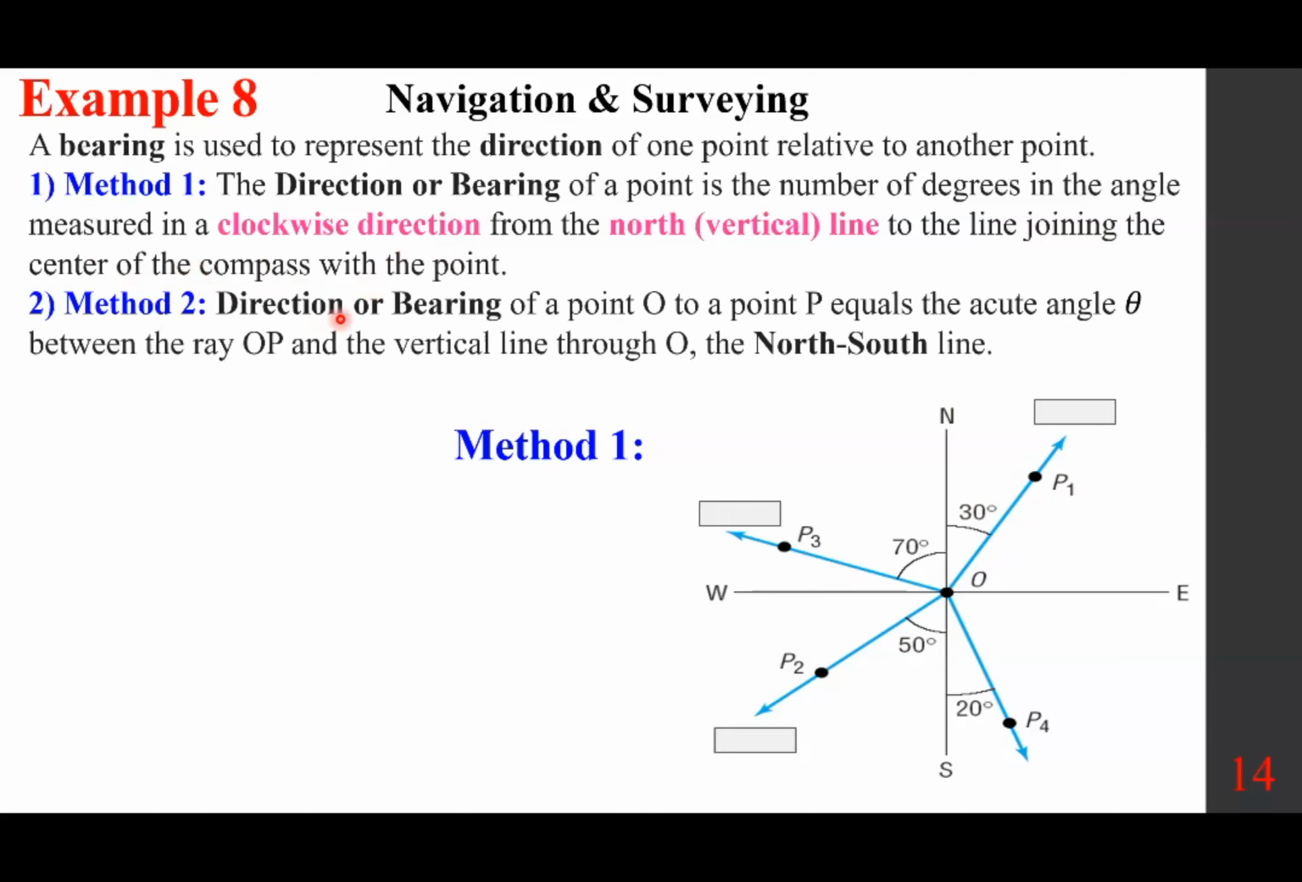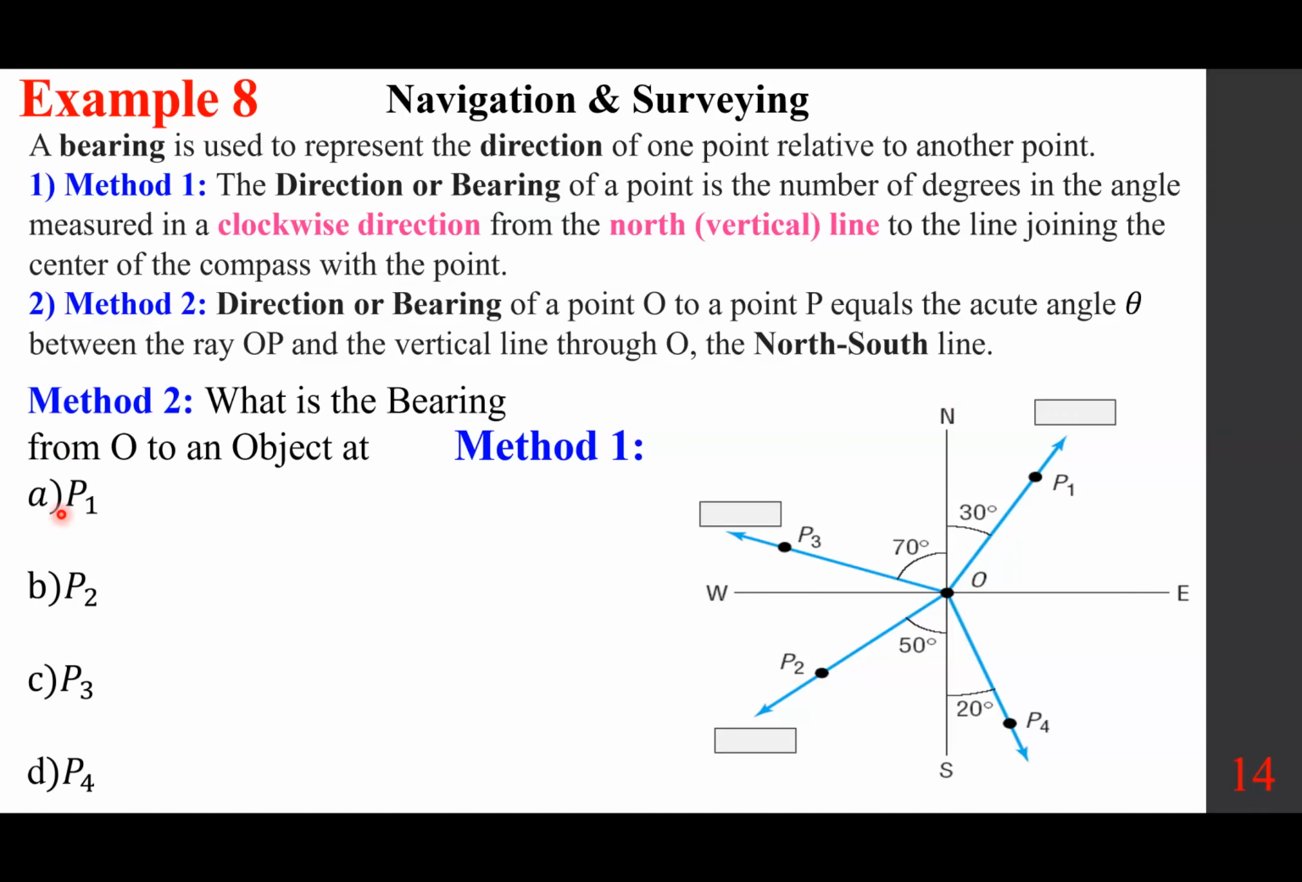Method 2, direction or bearing of a point O to point P equals the acute angle theta between the ray OP, for example, this one, and the vertical line through O, the north-south. In short, we either start with north or south, and then the closest angle. For example, we want to look at these values, P1, and they are giving us this 30-degree angle.